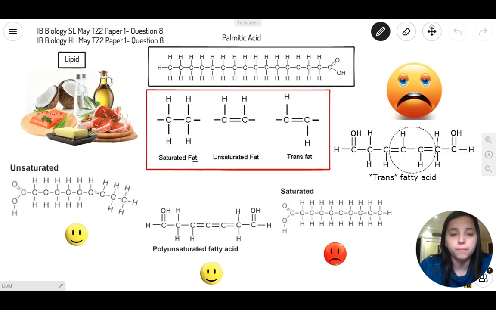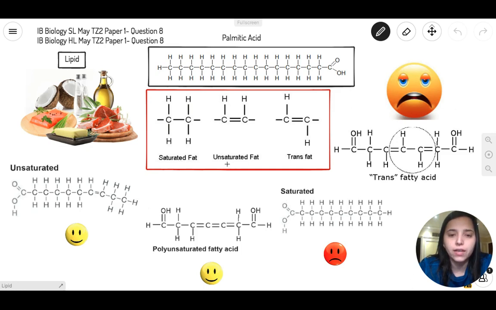Saturated fat, for instance: you can see that the carbons are attached to hydrogens. That means all of the carbons should be attached to hydrogens. Looking down here at the chain, you can see that all the carbons are attached to hydrogens, all of them. And when that is the case, we have a saturated fat, which is not a good thing. That's why this sad little guy here is not a good fat to eat.